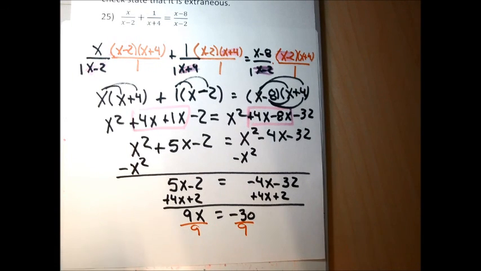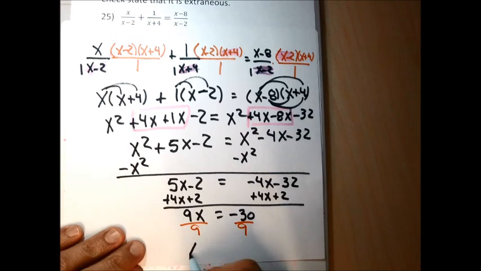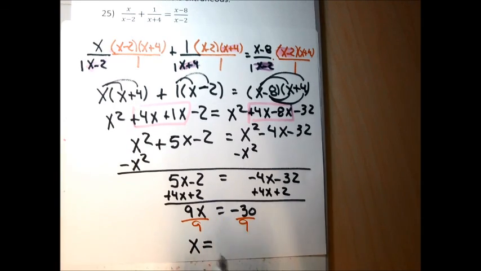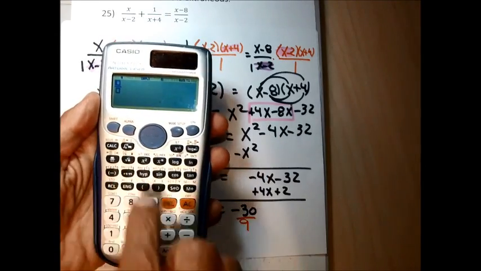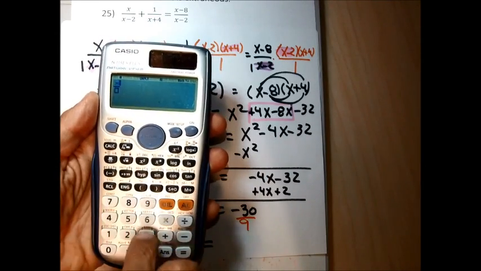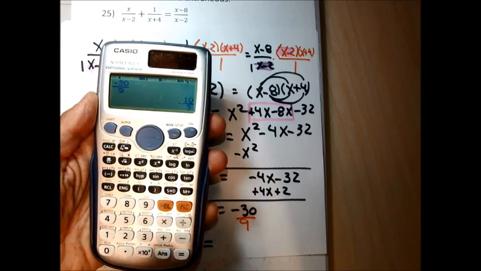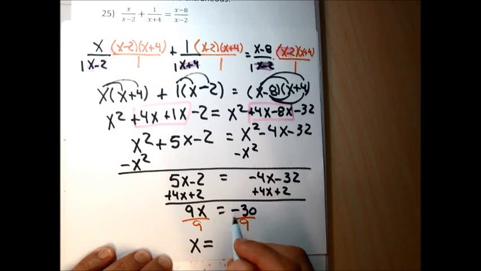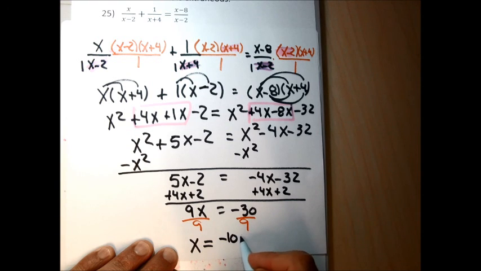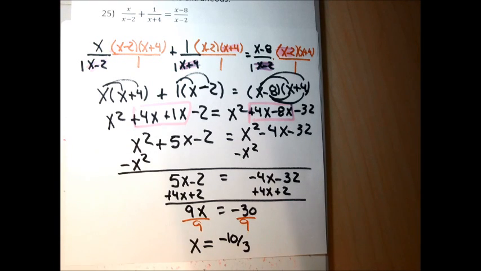On the left side, the 9's cancel. I'm left with an x. On the right side, that fraction reduces. If I did negative 30 divided by 9 on my calculator, negative 30 in the numerator and 9 in the denominator, it reduces to negative 10/3. So the best answer for problem 25 is x equals negative 10/3.